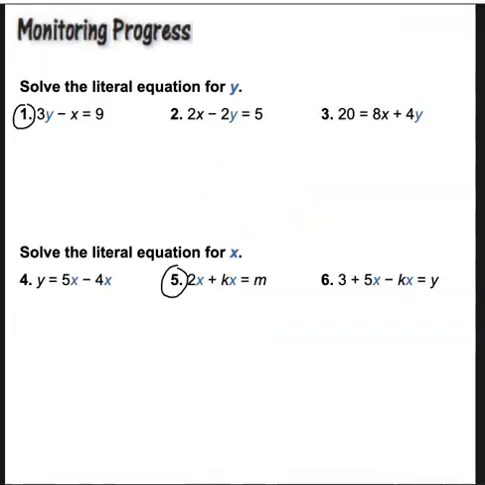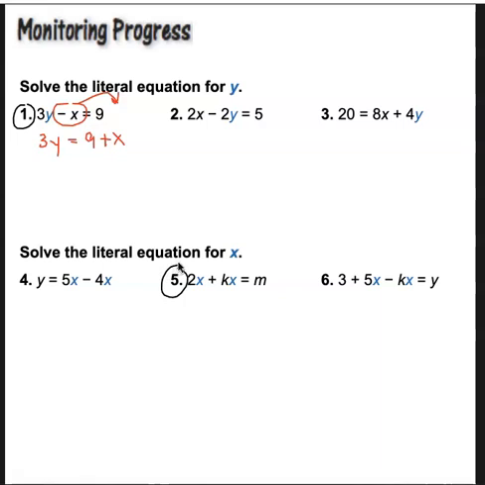Alright, so back to number 1. 3y minus x equals 9. I'm solving for y. On the left-hand side, I see a y. Do you see any y's on the right? Nope. So I want to isolate the y's on the left-hand side. What's on the left that does not have a y? A negative x. Let's get this negative x on the right-hand side. So when I put this negative x on the right, it turns into a positive x. So now I have 3y equals 9 plus x.